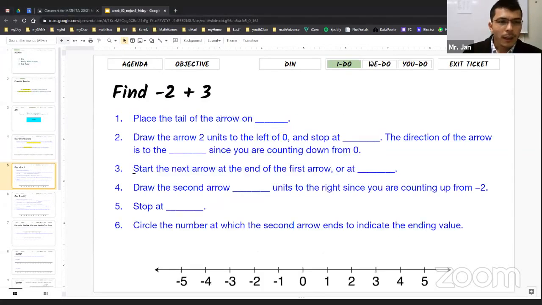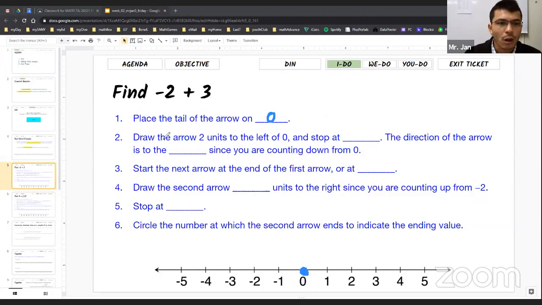I know the last time I showed you very fast, but in case you have confusion about what steps I need to follow, I came up with these steps. If you follow these steps, you will always get the right result for adding integers, okay? So for example, the first step says place the tail of the arrow on 0. You always start with 0. So you're going to place the dot or the tail of the arrow at 0.